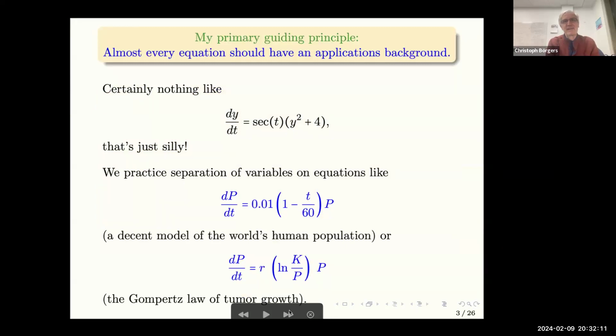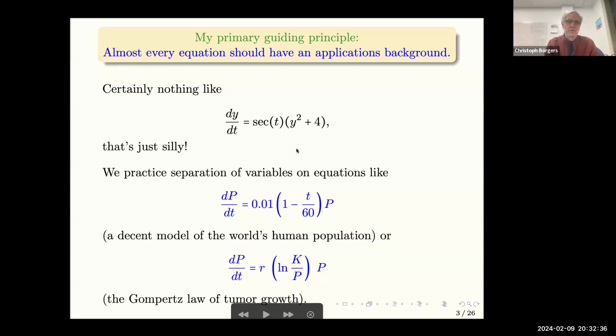My first guiding principle in designing this, and I think this is a bit preaching to the choir, because many people here say the same thing: almost every equation should have an applications background in an ODE course. So I wouldn't use any equation like the one I wrote down here. I think that's just silly to use equations like that in a class on differential equations.